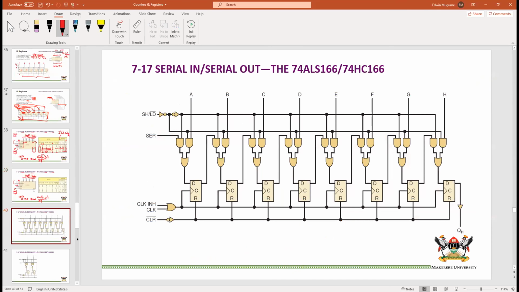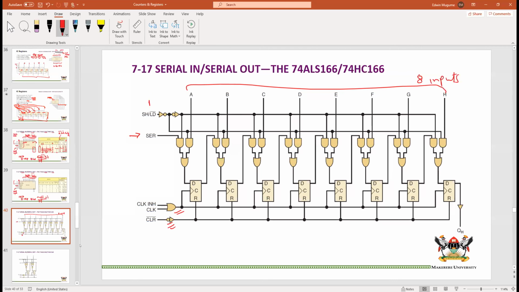This is actually its circuit, so you can see that you have 8 inputs, but you have your serial input here. Okay, serial input here. This is the clock inhibit circuit, which we have already looked at. It is an OR gate, and the clear. Okay, this is the clear circuit. It's not complicated, but let's look at an example.